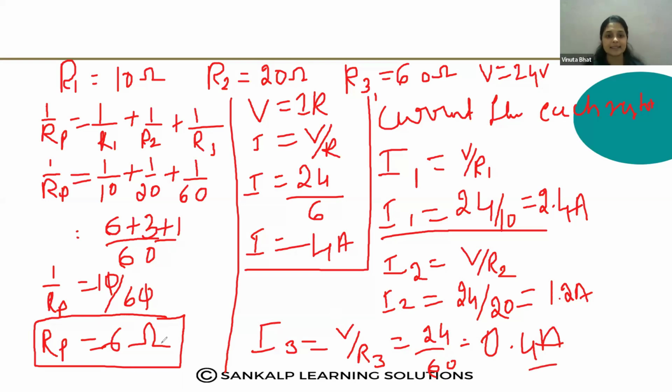So this is the first thing. You have to write it in a sentence. The total resistance in the circuit is 6 ohm. The total current flowing through the circuit is 4 ampere. The current flowing through each resistor: I1 is equal to 2.4 ampere, I2 is 1.2 ampere, and I3 is 0.4 ampere. Okay, so that is the answer.